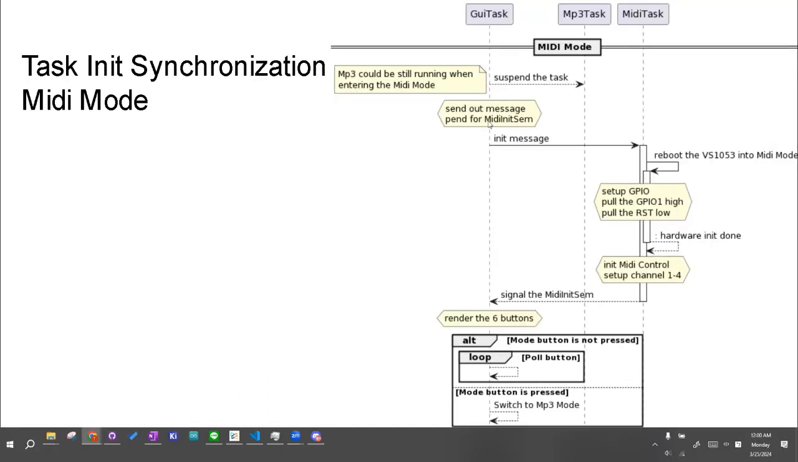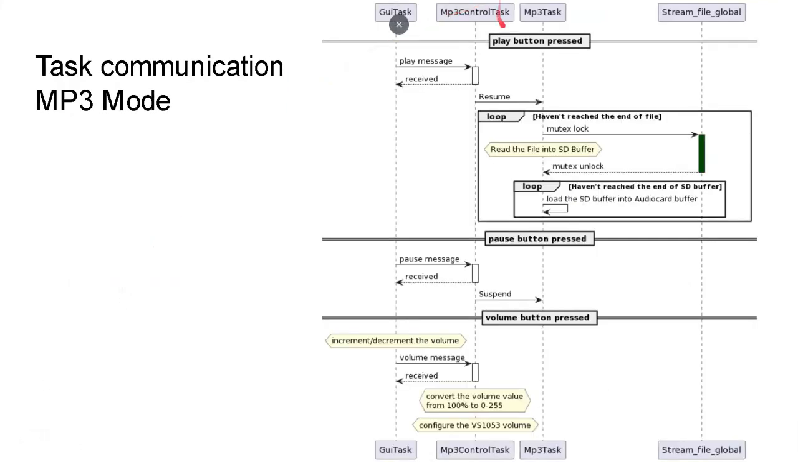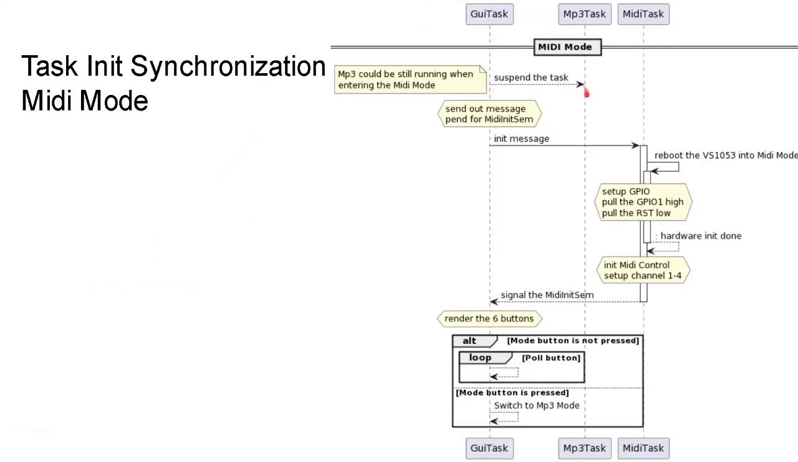And then we can talk about the task init synchronization for the MIDI mode. Whenever the device goes into MIDI mode, we assume that the MP3 task might still be running. So the first thing we do is to suspend the MP3 task. And then the GUI task will send out the init message to the Midi task.